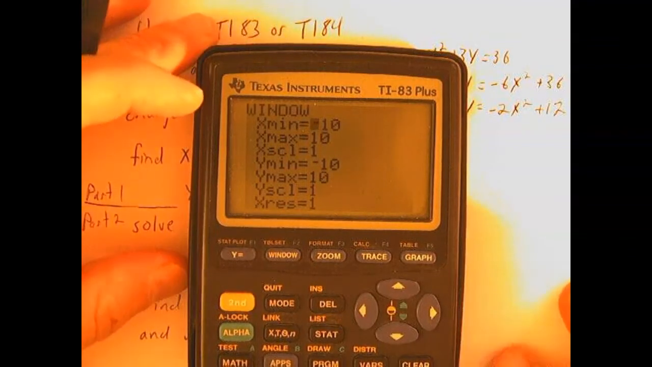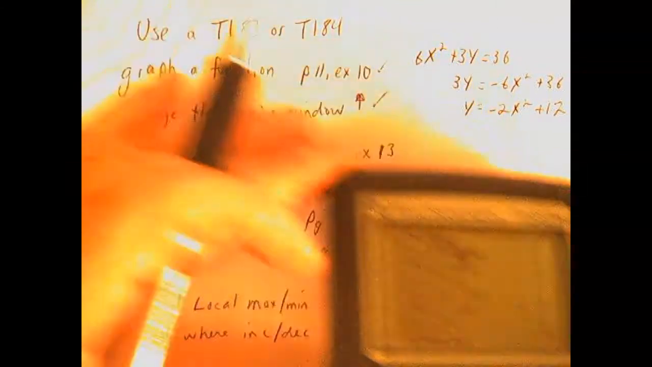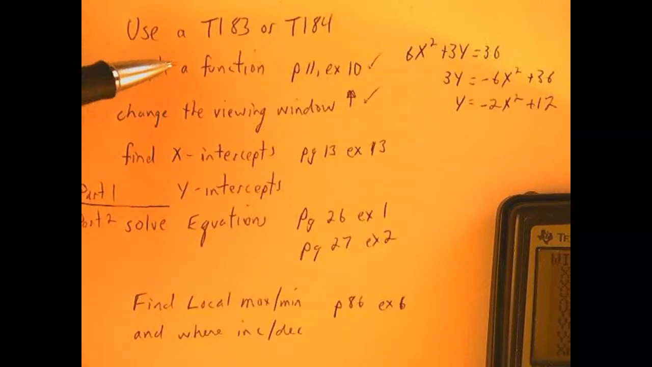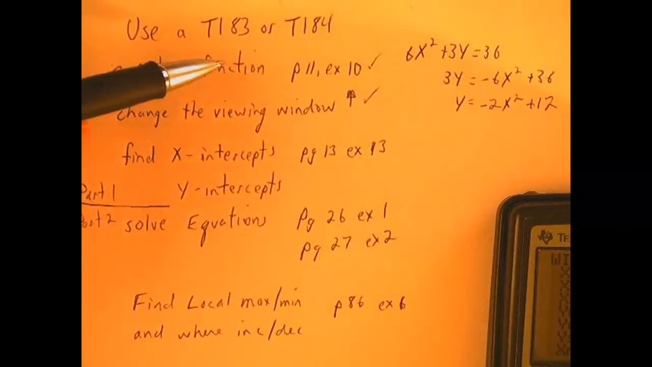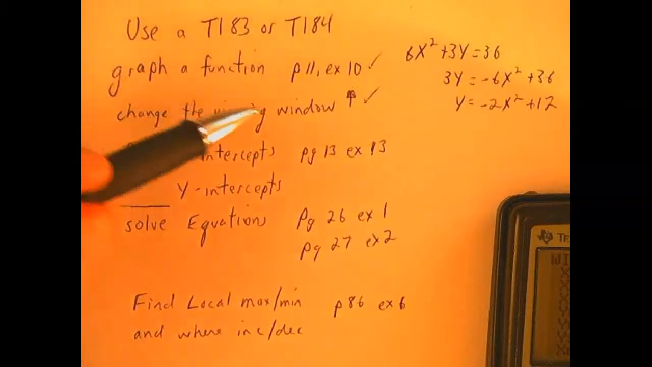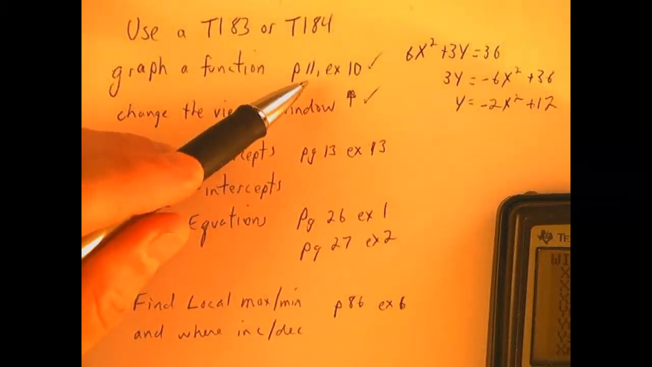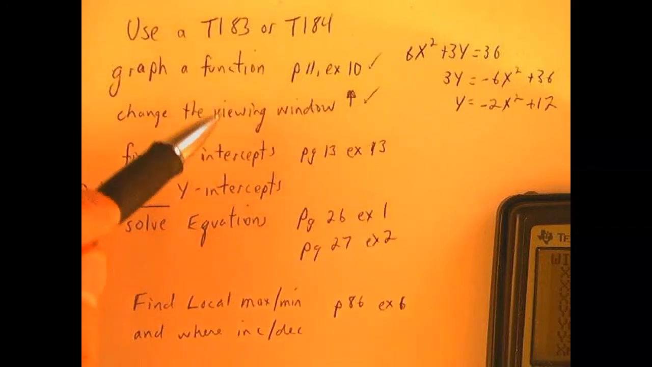Okay, so first of all, let's talk about our plan. Our plan is to learn how to graph a function. We're going to start from the beginning, because I know some of you have never used a graphing calculator. We're going to learn how to find intercepts on a function, and these are examples in your textbook. So page 11, example 10, to graph a function.